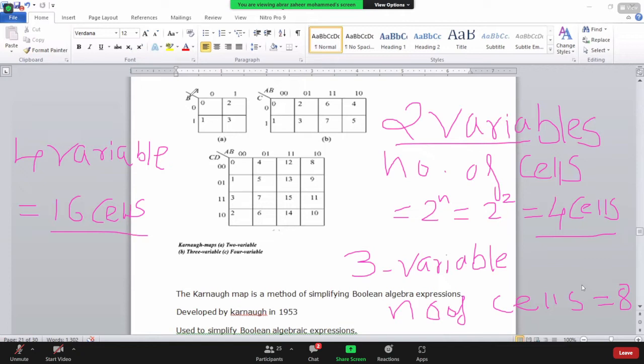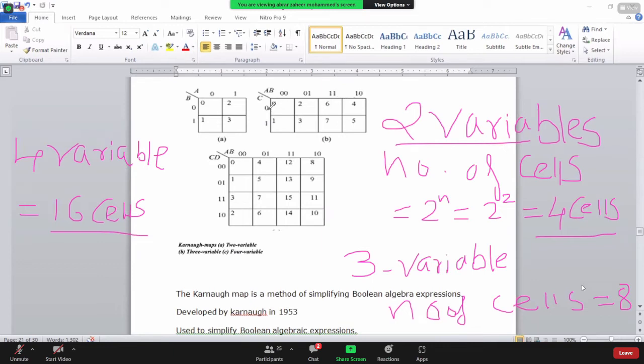For the three variable K-map, we have the three variables A, B, and C. So AB can have the values 00, 01, 11, and 10, and C can have the value either 0 or 1. For this three variable K-map, the first cell has 000, so the value of this is 0. Next cell 001, so the value is 1. In this cell AB is 01 and C is 0, so the value is 2. Here AB is 01 and C is 1, so the value of this is 3.